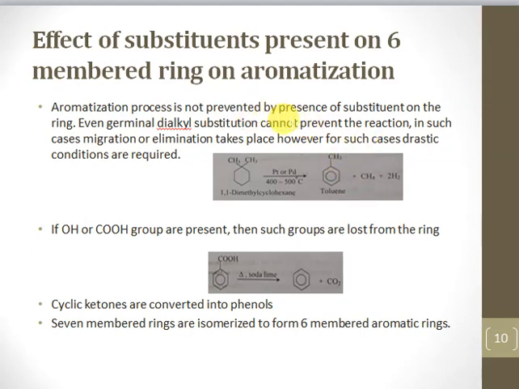However, when you have a geminal substitution present on the 6-membered ring, then you have to use more drastic conditions. We have to use more harsh conditions. So if you use low temperature conditions, under these conditions aromatization will not take place.